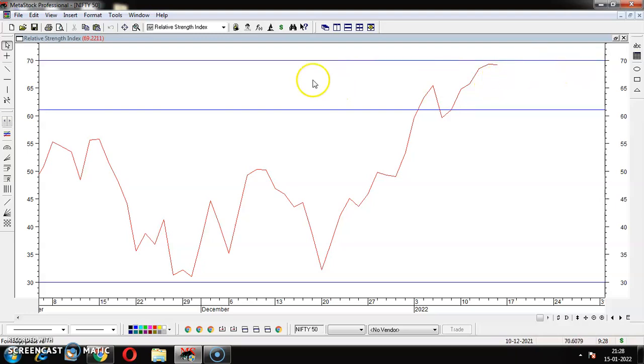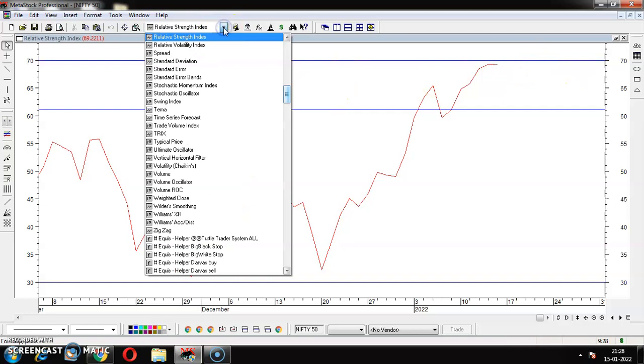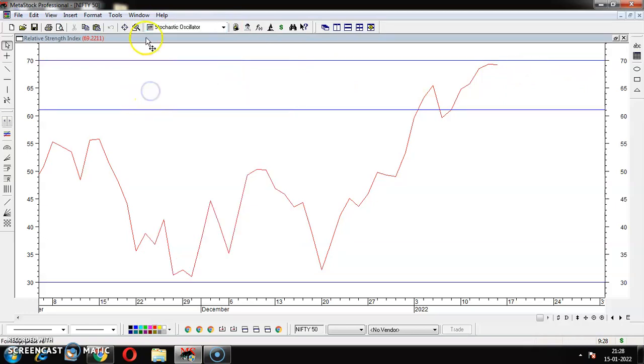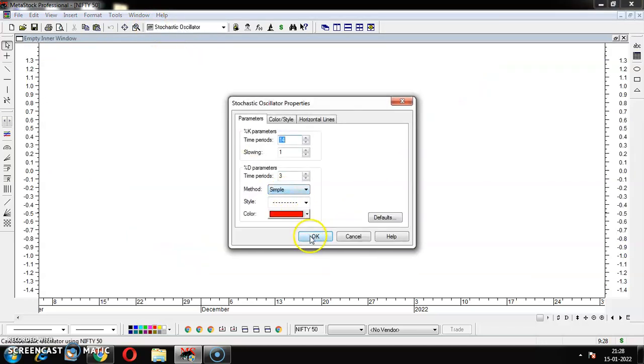Apart from RSI, there is another very popular indicator. A lot of investors and traders generally use this particular indicator, which is called stochastics. Let me plot the stochastic. What does the stochastic say? Yes, this is the stochastic.